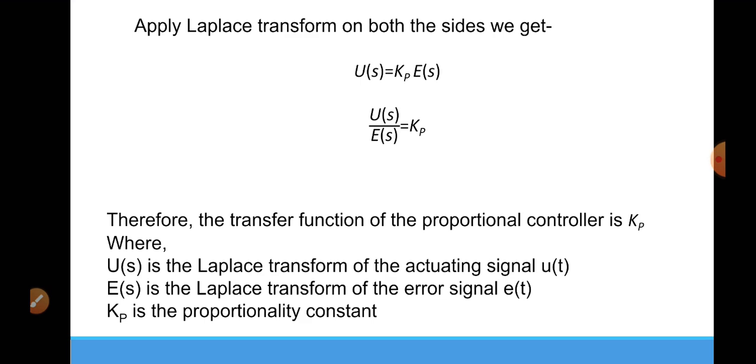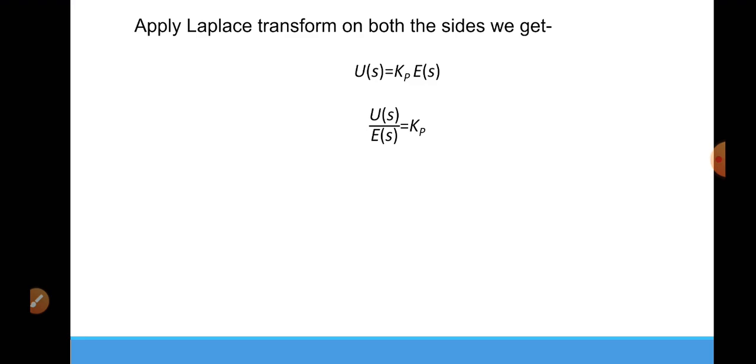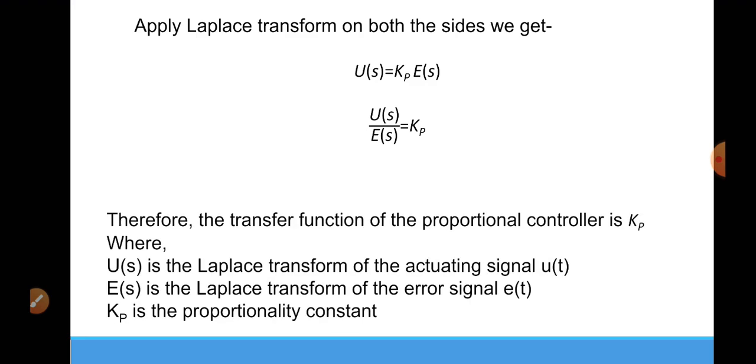Which is also known as proportionality constant. It is also known as the gain of the proportional controller. U(s) here is nothing but the Laplace transform of the actuating signal, that is your output. E(s) is nothing but the Laplace transform of your error signal, that is e(t), the input, and Kp is your proportionality constant. You can use this for amplifying the error signal.